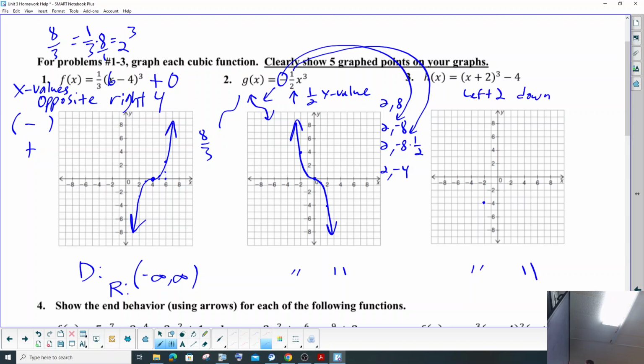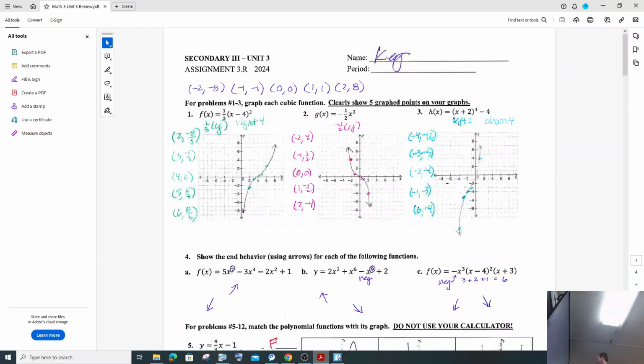Left 2, down 4. Then we go over 1, up 1, parent function, down 1, back 1. Over 2, up 1, 2, 3, 4, 5, 6, 7, 8. From the origin, left 2, down 1, 2, 3, 4, 5, 6, 7, 8. And so there's going way down, and there's going way up. And that's just our normal parent function with the left 2 and the down 4. And we can double check and take a look, see if we did that right. Yeah, looking good to me.